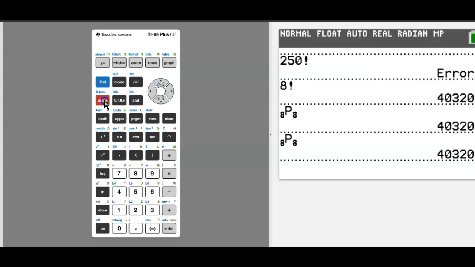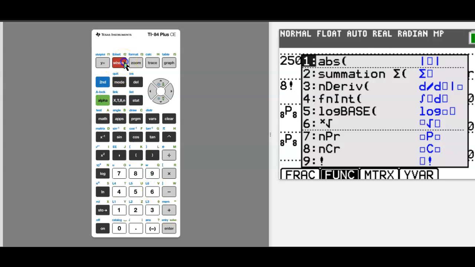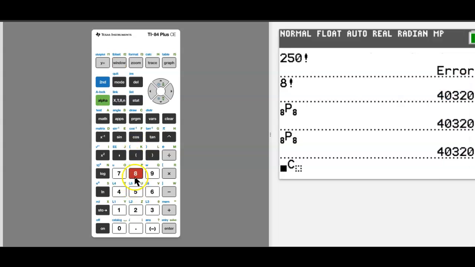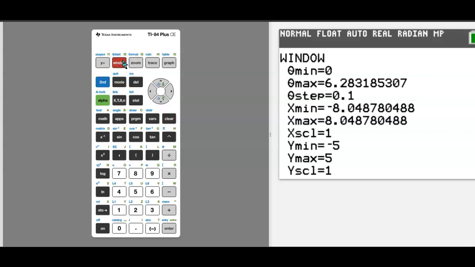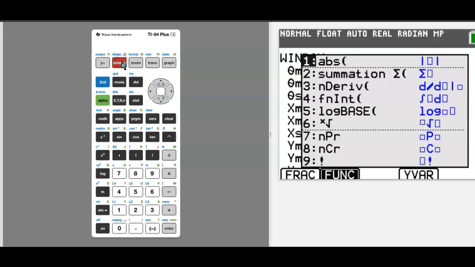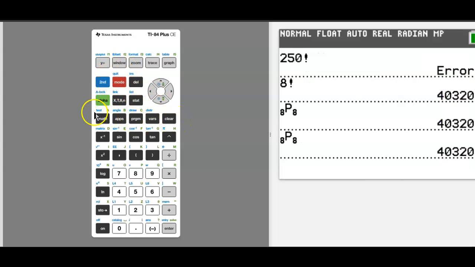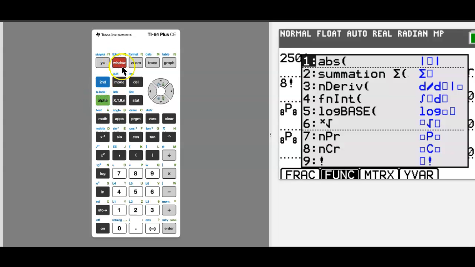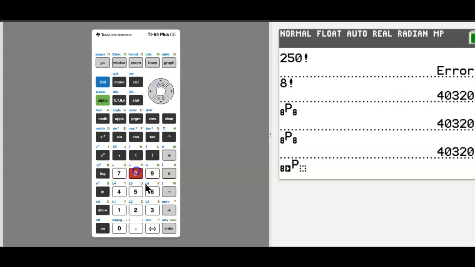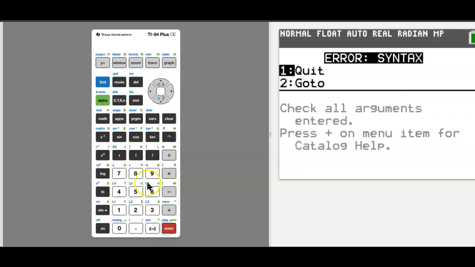It's also on this shortcut menu, so we could go alpha window and choose choice 8. Whoa, choice, just kidding. Oh, I can't pick this. Alpha window. Oh, I have to. Alpha window, choice 7, and then 8. Oh my goodness. I might as well go home now.